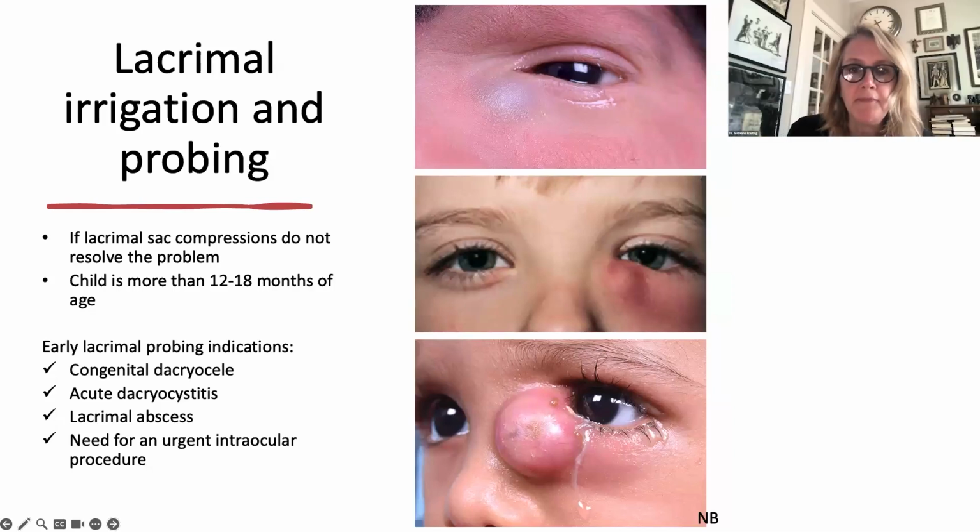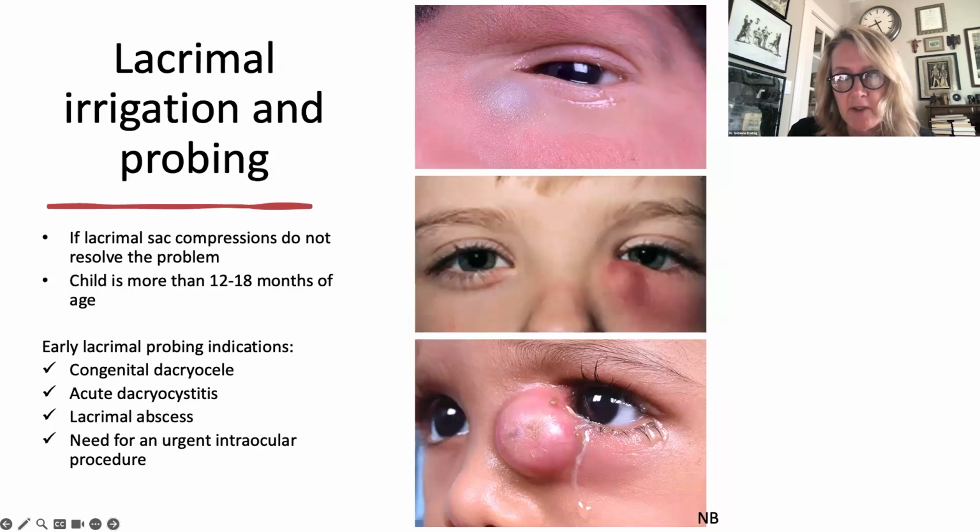Okay, so if you find yourself in a situation without resolution of the problem by the time the child is about 12 months of age, you want to think about formal intervention. And so lacrimal probing and irrigation is the most common first intervention. And so indications would be, on the top picture, a congenital dacryocele, also called dacryocystocele, or amniotocele.